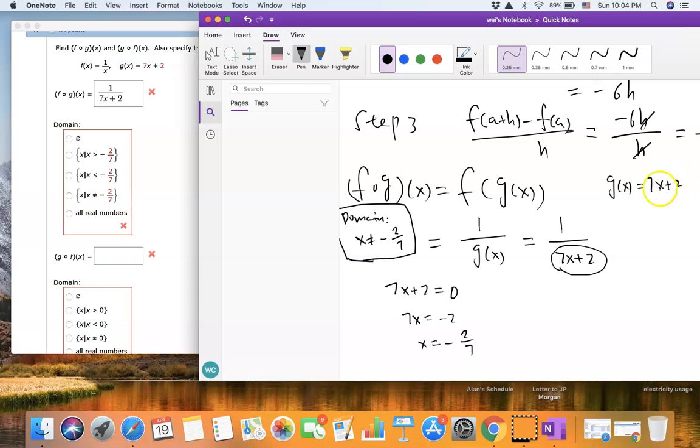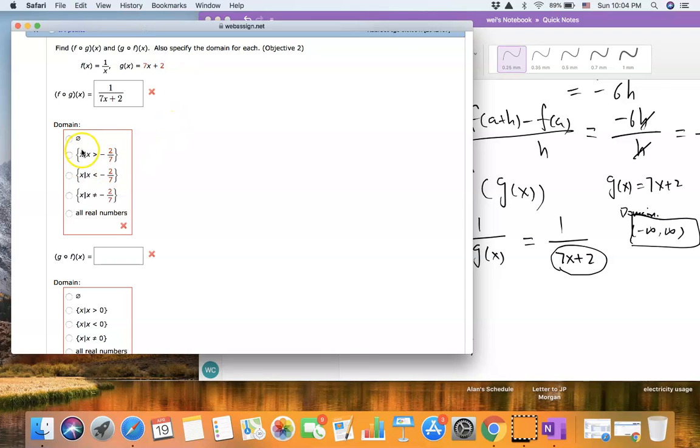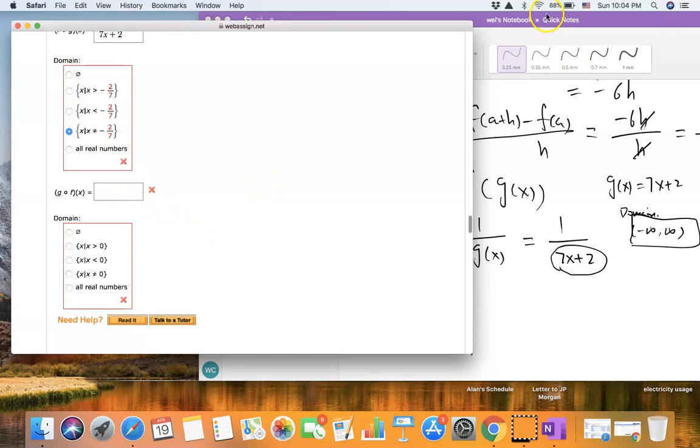Now this function is a polynomial function. This function has no restriction on the domain. The domain could be any number. So if we consider both, then the domain of this composite function will be every number except -2 over 7. So if we go back to the options, then the domain will be every number except -2 over 7. Okay, now let's try another one.